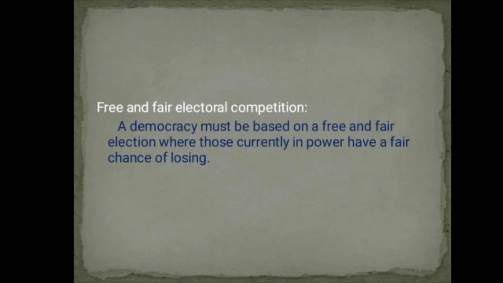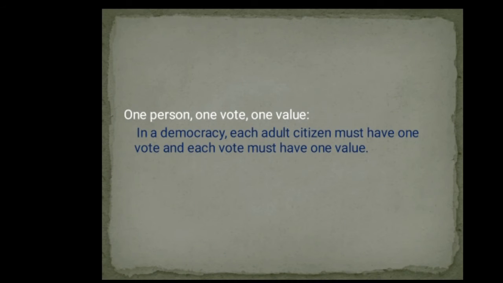This gives us the second feature. A democracy must be based on a free and fair election where those currently in power have a fair chance of losing. Third feature: one person, one vote, and one value. In a democracy, each adult citizen must have one vote and each vote must have one value. Example: until 2015, in Saudi Arabia, women did not have the right to vote.